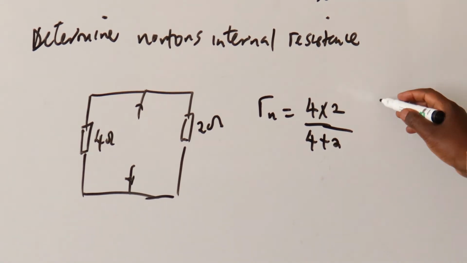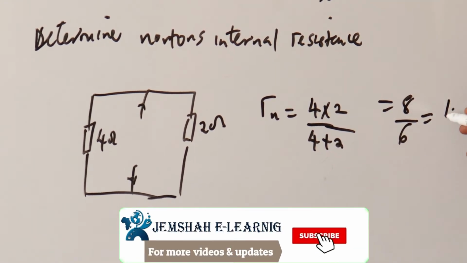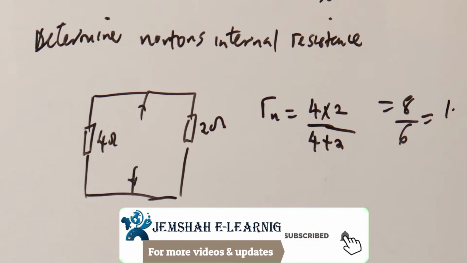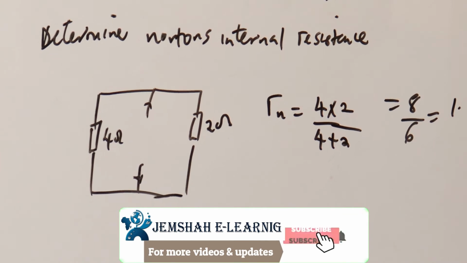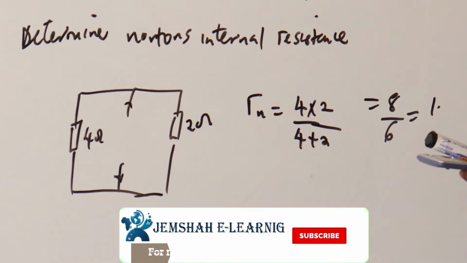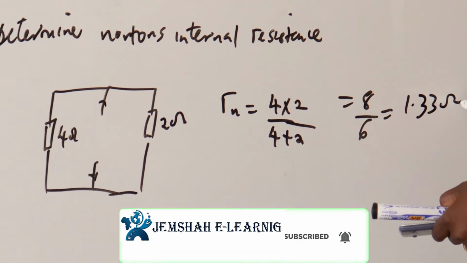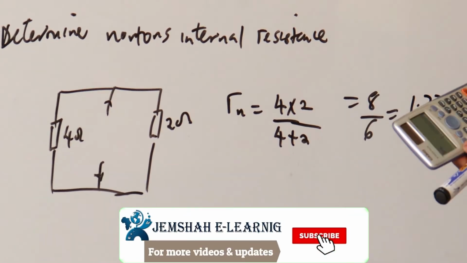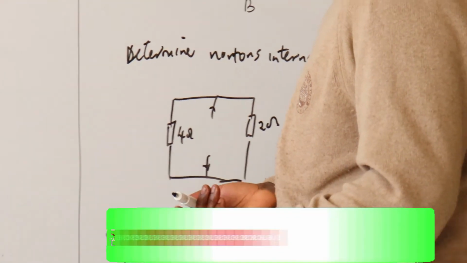That becomes product over sum. This becomes 8 over 6, which becomes 1.33 ohms. So from there, we draw the Norton's equivalent circuit.